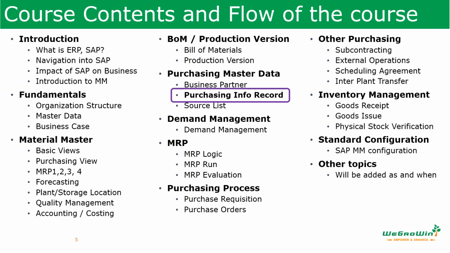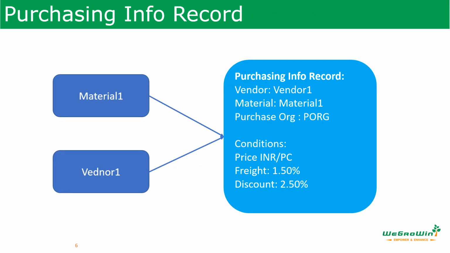After completing discussions on material master and business partner, now we are discussing purchasing info record in this session. In the vendor master, that is the business partner, and the material master records, we maintain specific information about that particular vendor and material. In the purchasing info record, we maintain the information about the relationship between the vendor and the materials. It is a one-to-one relationship between the vendor and the material.